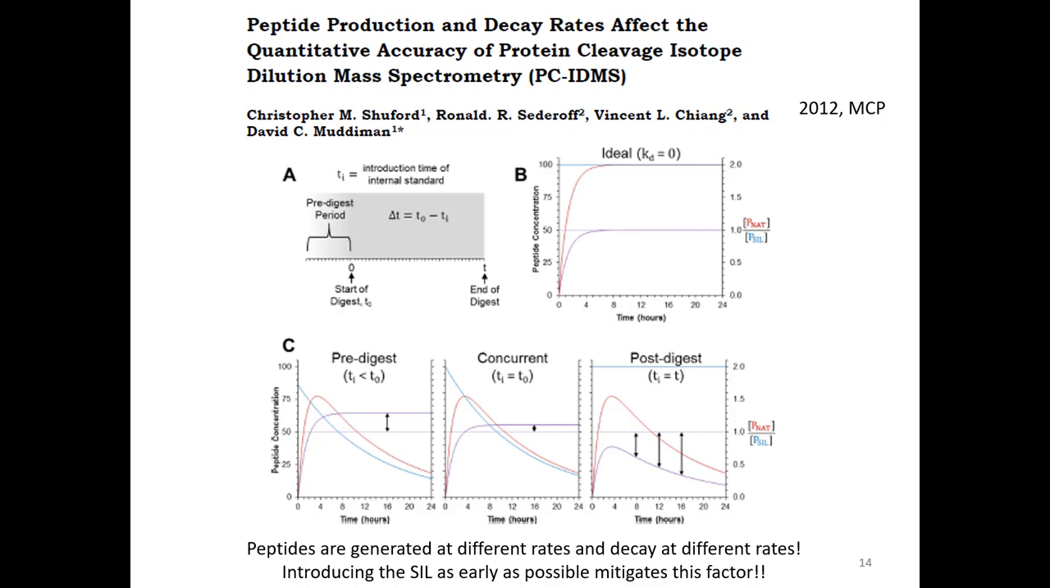And if you spike in your internal standards and they go through the digestion process, if they're not stable and they begin to decay, you want to make sure that they decay at the same kind of rate as your analyte and not at a different rate, because then the quantitative value will differ at different time points.